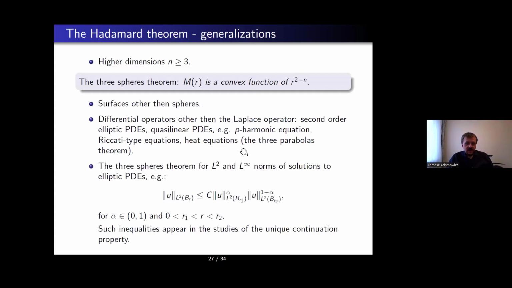But there is yet another approach to the three spheres theorems, namely for some L2 and L infinity norms and for solutions to some elliptic PDEs, the following observation can be proven. With parameter alpha, depending on the ellipticity constants of the equation. And if you recall lectures from the previous week, this type of inequality appeared in one of the lectures by Professor Malinnikova. And it plays important role in the studies of the unique continuation property.